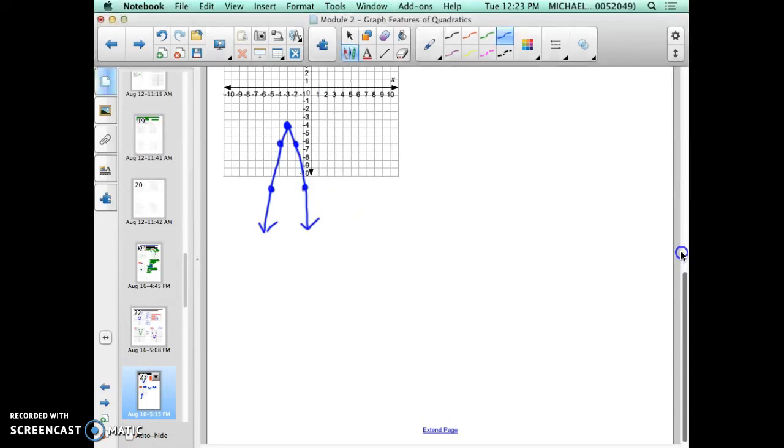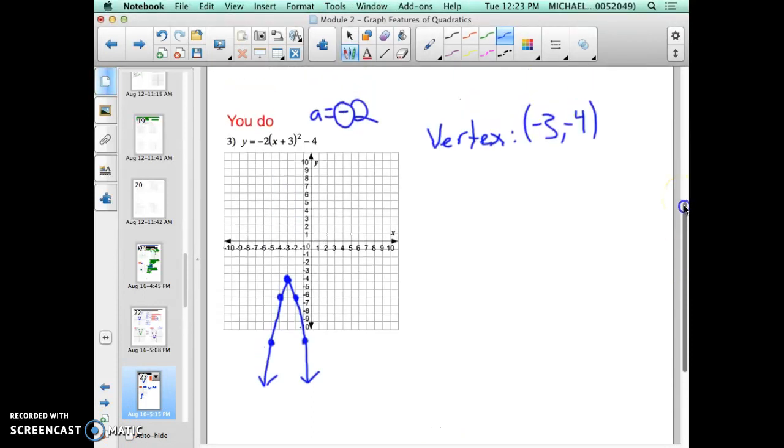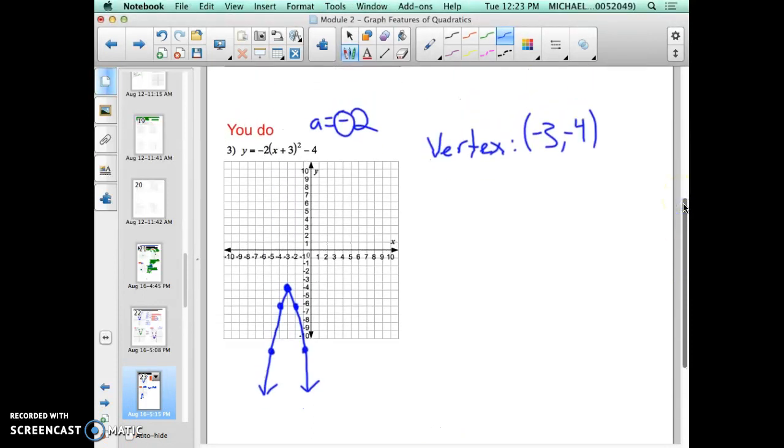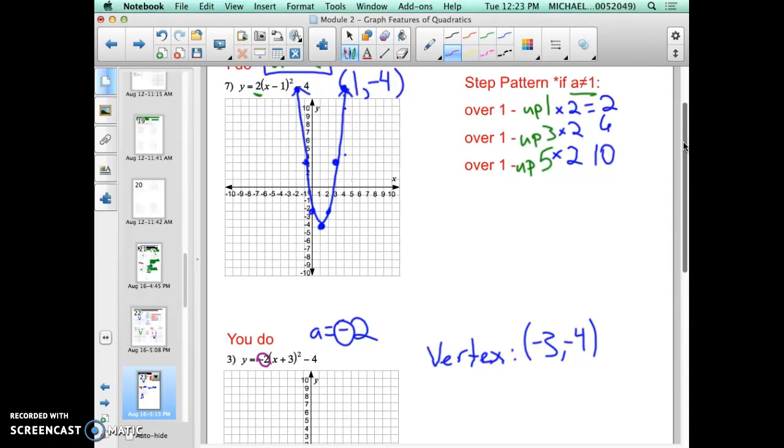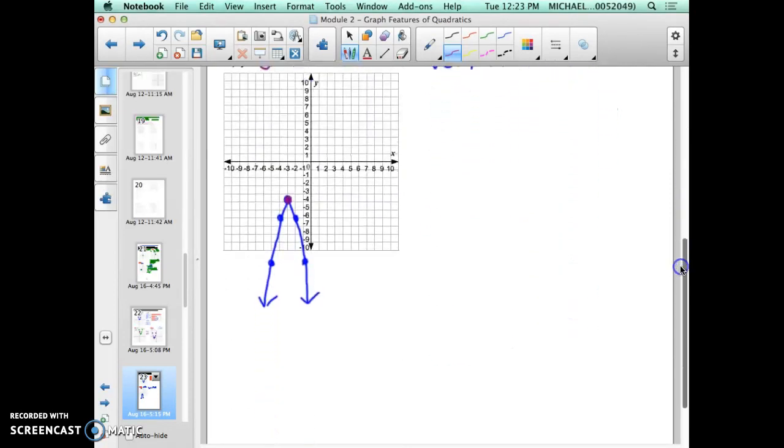This time you should have paused the video and tried this one on your own. I found the vertex to be (-3, -4), and that's where I plotted it right here. And hopefully you saw that this -2 sends the graph downward. It's going to open downward because negative forms frowny faces. So instead of going over 1 up 2, over 1 up 6, over 1 up 10, I went over 1 down 2, over 1 down 6, over 1 down 10. If you have a question on that, please raise your hand, but otherwise, if your work looks like mine, you're free to move on to the practice.